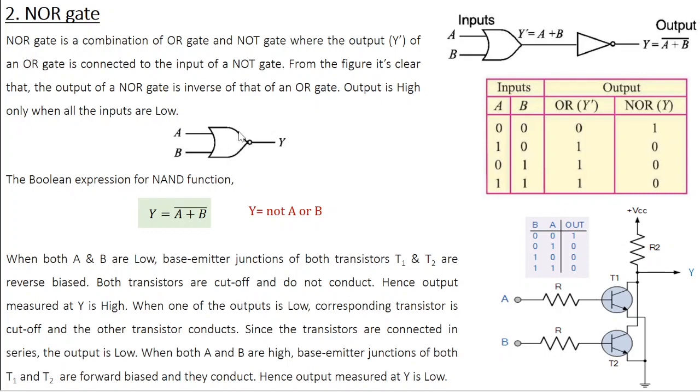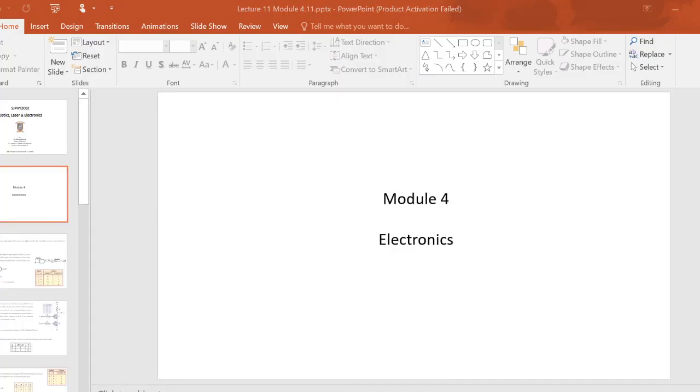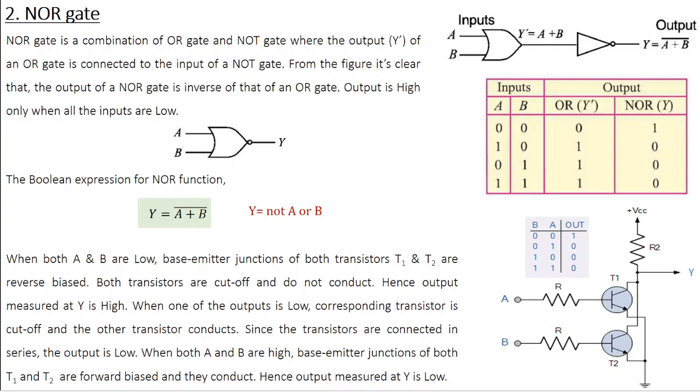And this is the symbol. So this bubble indicates the inverse operation. And this is the Boolean expression for the NOR function. Sorry for the typo here. Let me correct it. So this is the Boolean expression for the NOR function, y equal to (A plus B) inverse or (A plus B) complement, and this is read as y equals not A or B.